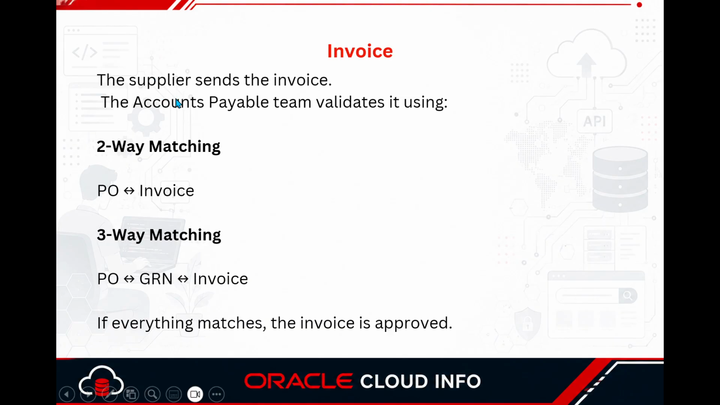Then the supplier sends the invoice, and the accounts payable team validates it using two-way matching, purchase order and invoice, or three-way matching, purchase order, GRN, and invoice. If everything matches, the invoice is approved.